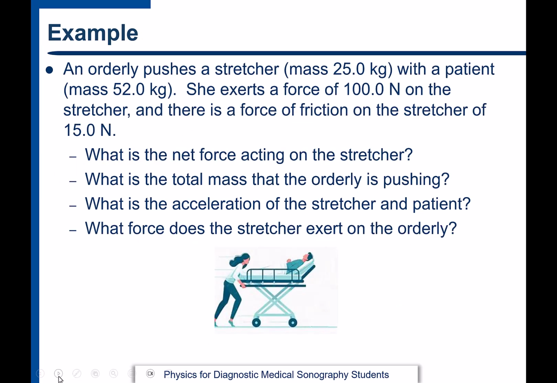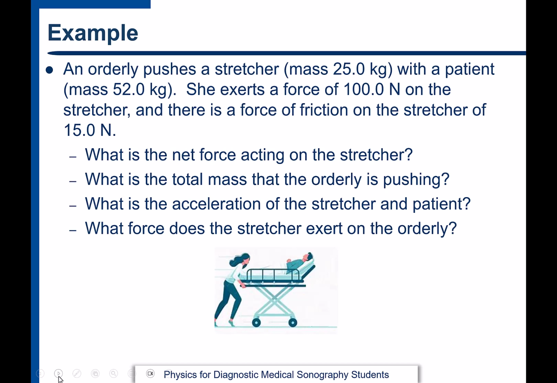So let's try out a problem that ties together these concepts that we've been learning. An orderly pushes a stretcher. The stretcher has a mass of 25 kilograms, and the patient that's on board has a mass of 52 kilograms. And the orderly exerts a force of 100 newtons on the stretcher, and there's a force of friction on the stretcher of 15 newtons. So we've got a number of questions to answer. What's the net force acting on the stretcher? What's the total mass that the orderly is pushing? What's the acceleration of the stretcher and patient? And then what force does the stretcher exert on the orderly?